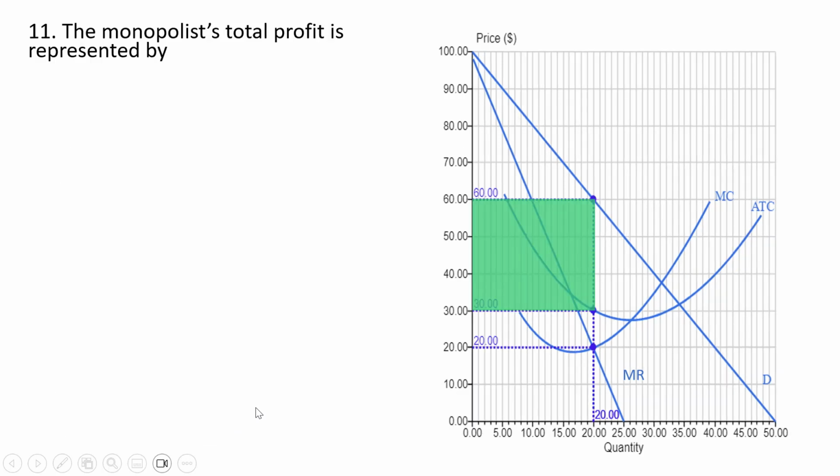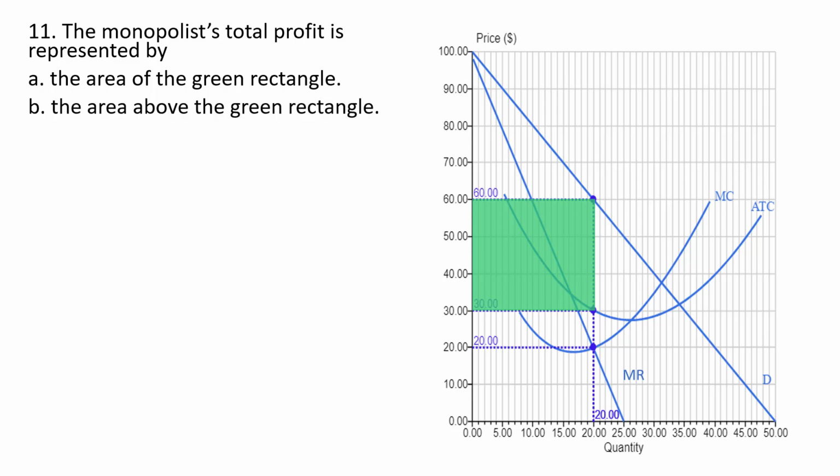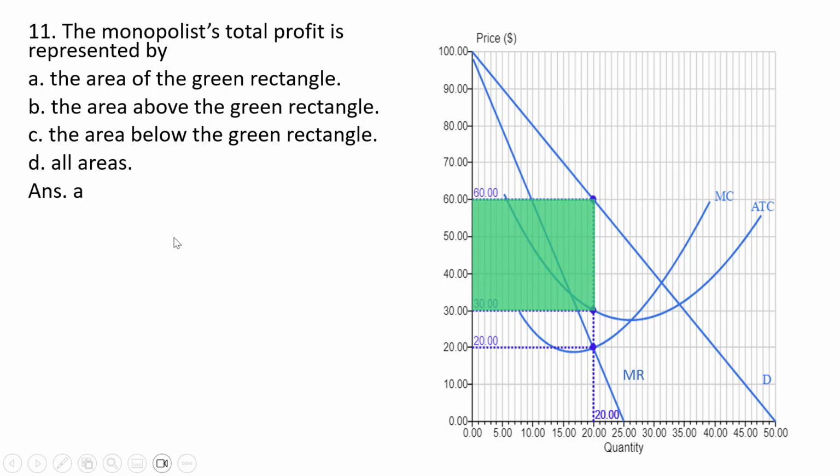Next diagram here. The monopolist total profit is represented by the area of the green rectangle. That would be true. If we calculate the area of this green rectangle, we're going to get a 30 by 20 rectangle, and that happens to represent the firm's total profit of $600. The area above the green rectangle, no, that's incorrect. That actually is going to be consumer surplus. The area below the green rectangle, no, that is incorrect. So the correct answer here is answer A.